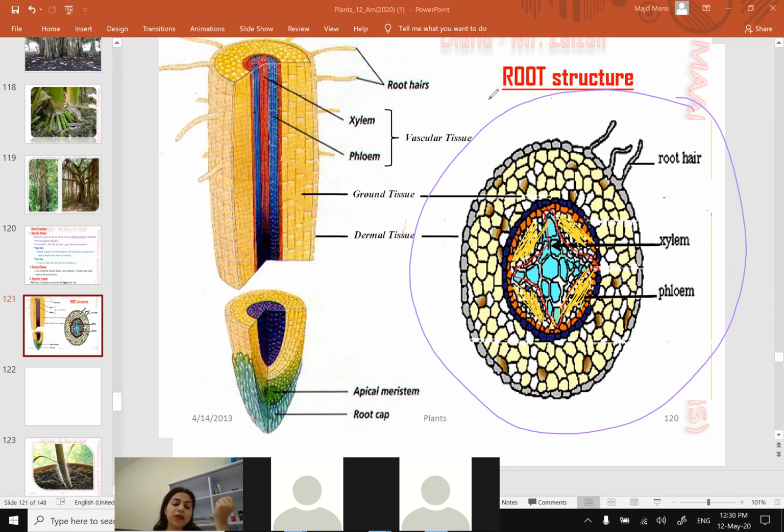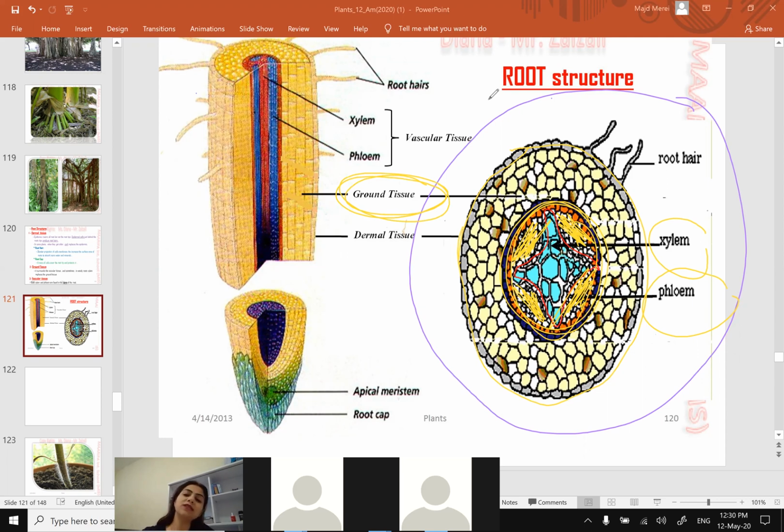What is the third tissue? So the outermost one is dermal tissue, and in the center, the core, we have the two vascular tissues. In the middle, the xylem alternates with phloem. Yellow is dermal, vascular tissue, and the third tissue is ground tissue.